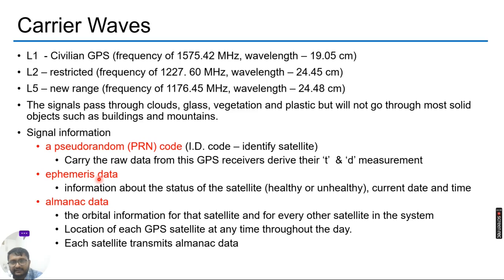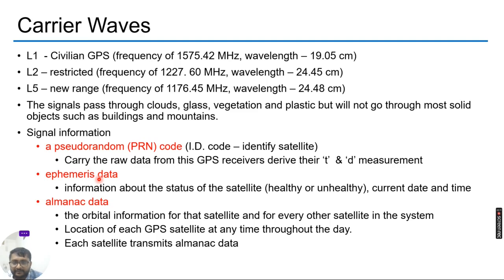And then the signals can pass through clouds, glass and vegetation, but they cannot pass through some solid objects such as buildings, mountains or tunnels. And what information it carries: the first thing is the pseudo random code, which is the PRN code, which is a unique identification of any GPS satellite, and it is already fixed and stored in the GPS receiver also, to find the time delay.